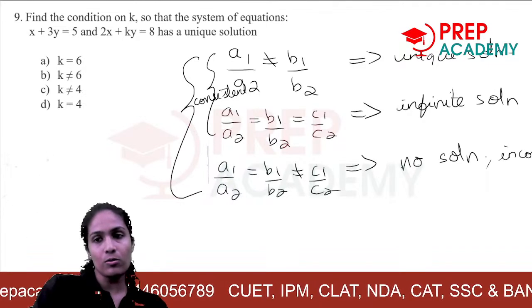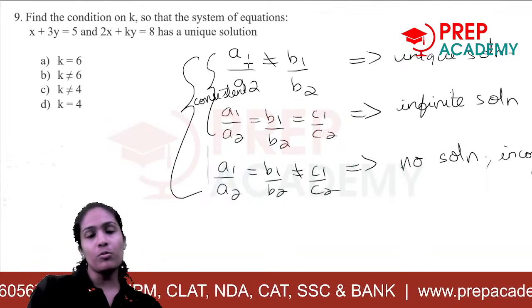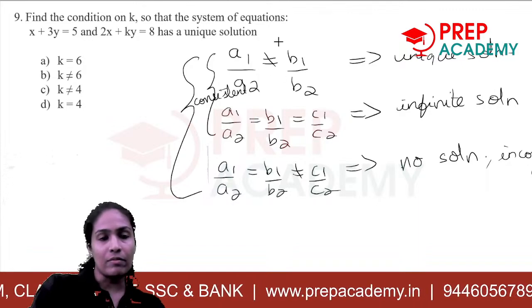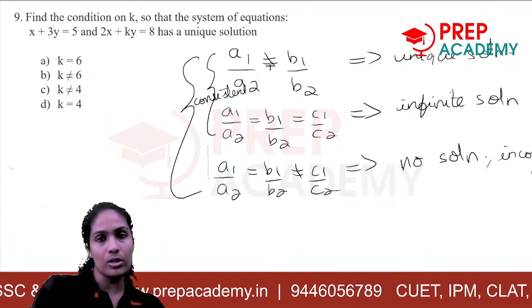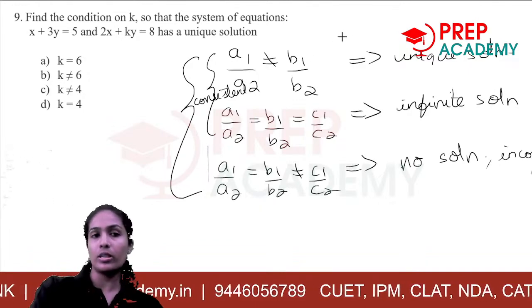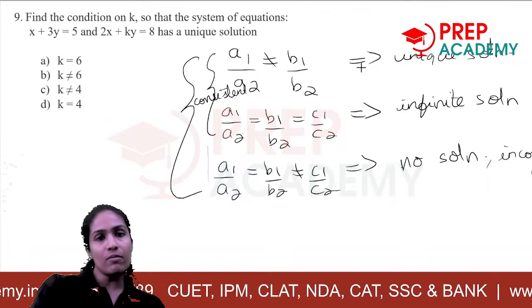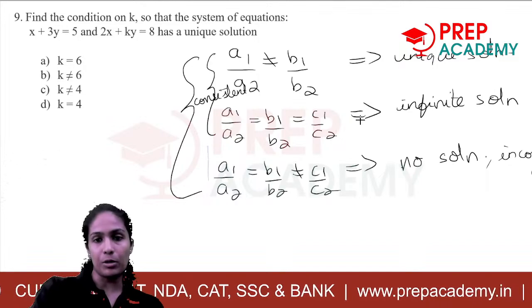So even if you are asked to check the consistency of two equations, use the same method. You have to take the ratios of the coefficients of x, y, and the constants. A1 denotes the coefficient of x, A2 denotes the coefficient of x in the second equation, B1 denotes the coefficient of y in the first equation, B2 denotes the coefficient of y in the second equation, C1 denotes the constant in the first equation, and C2 denotes the constant in the second equation.